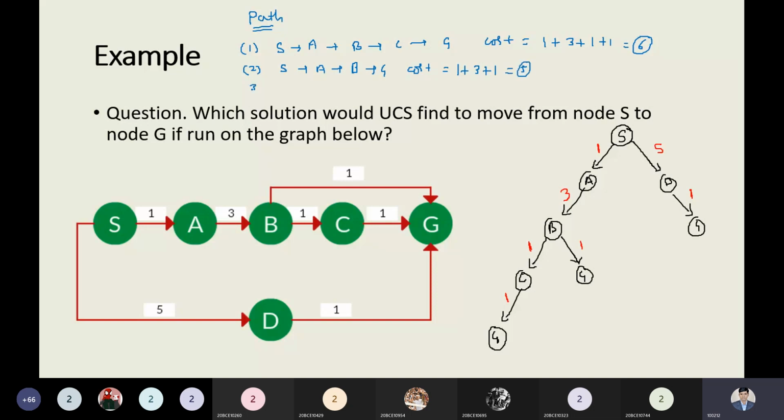If we talk about the third possible path, as we can get from our search tree, S to D and D to G, the cost will be 5 plus 1, which is 6. So from this point, you can pick this one because it has the least cost. Why am I taking the least cost? Can anyone tell me right now? There is a reason.